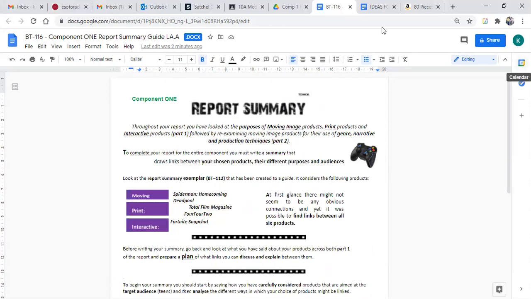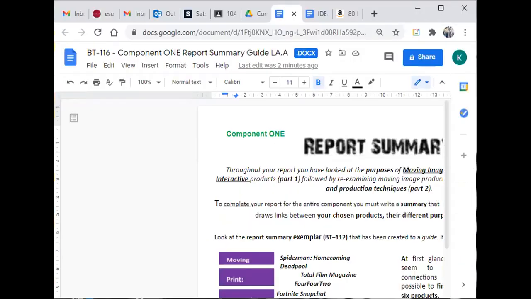So if I just take you out of this, I'm just going to make this smaller because I can't see the tabs.